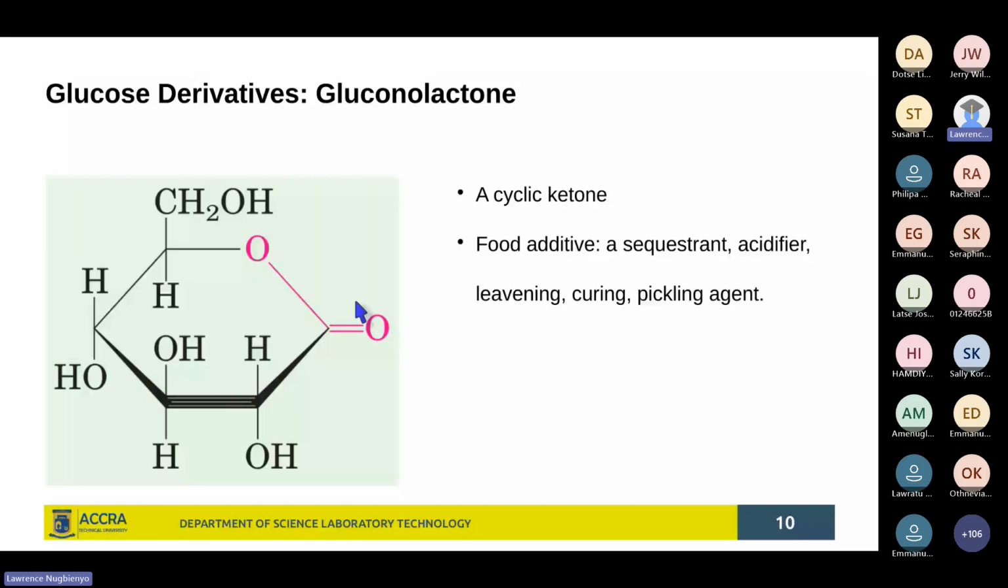because it's an acidic derivative, so it can also be used as an acidifier, sort of controlling pH in food substances, even as a leavening. In fact, we in Ghana are very much used to using salt for what we call leavening. That is preservation of food.